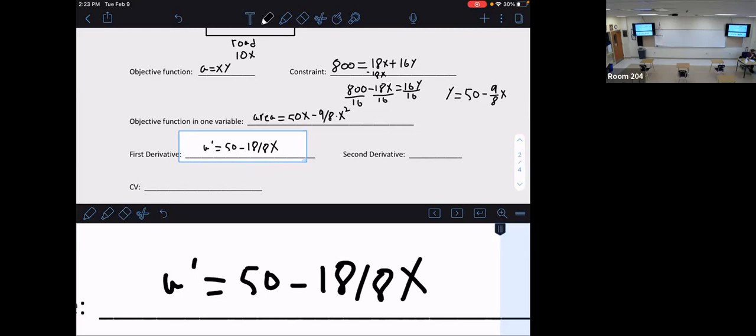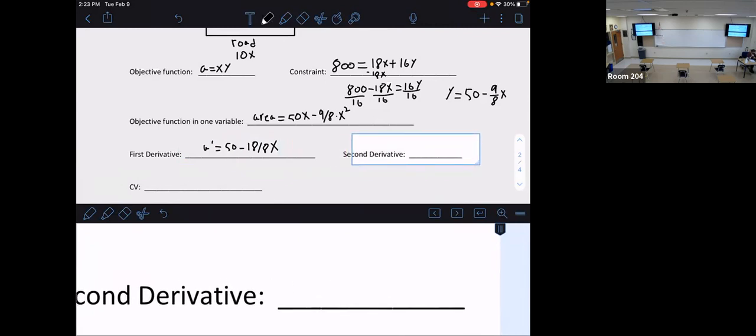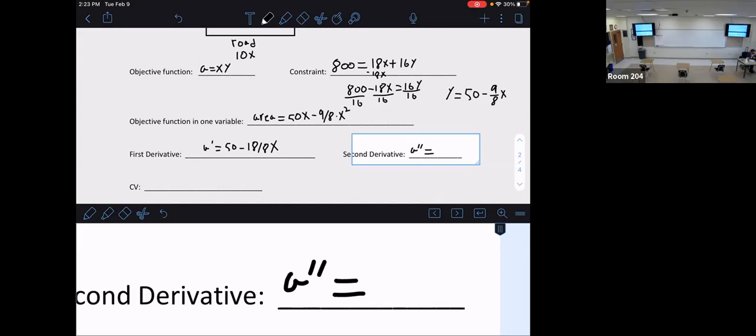Okay, so let's get the second derivative. So what do we have for that? Trace, what would you get for a second derivative if this is the form of the first derivative? A double prime equals... No, just taking this derivative. So 50, that derivative is 0, right? What's the derivative of negative 18 over 8 times x? Is it just negative 18 over 8?